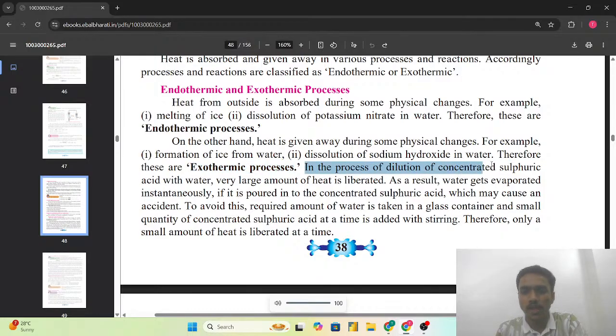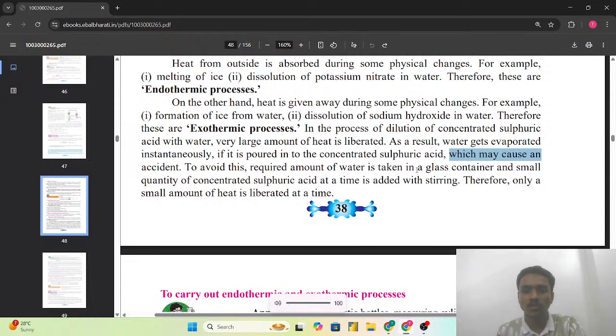In the process of dilution of concentrated sulfuric acid with water, a very large amount of heat is liberated. As a result, water gets evaporated instantaneously if it is poured into the concentrated sulfuric acid, which may cause an accident. To avoid this, the required amount of water is taken in a glass container and a small quantity of concentrated sulfuric acid at a time is added with stirring.